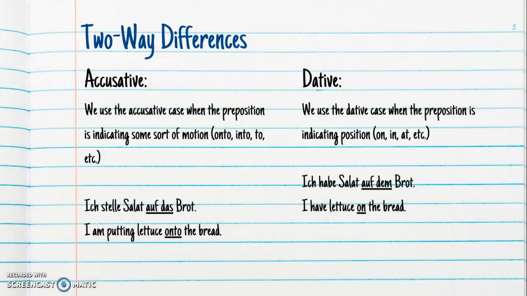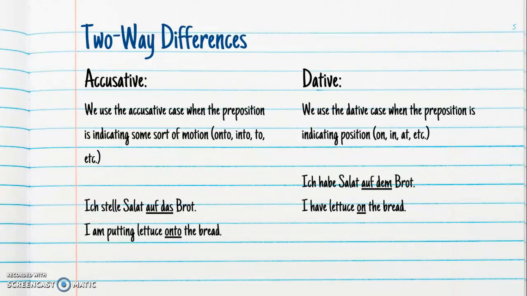So the differences are that we use the accusative case when the preposition is indicating some sort of motion. So that's like saying onto, into, or to. The example is Ich stelle Salat auf das Brot. So I am putting lettuce onto the bread. That motion of placing it there is why we're using the accusative case.